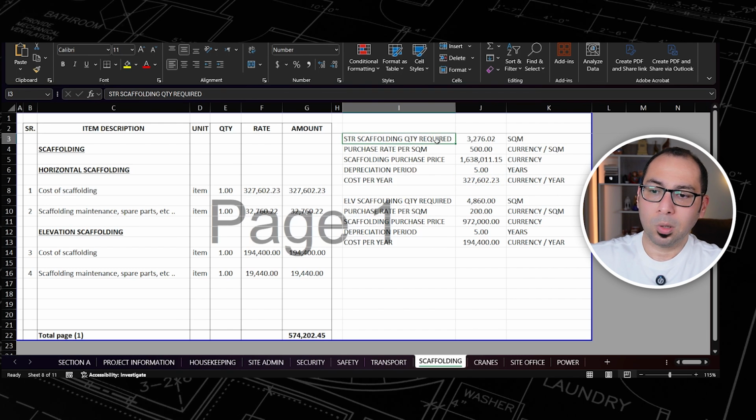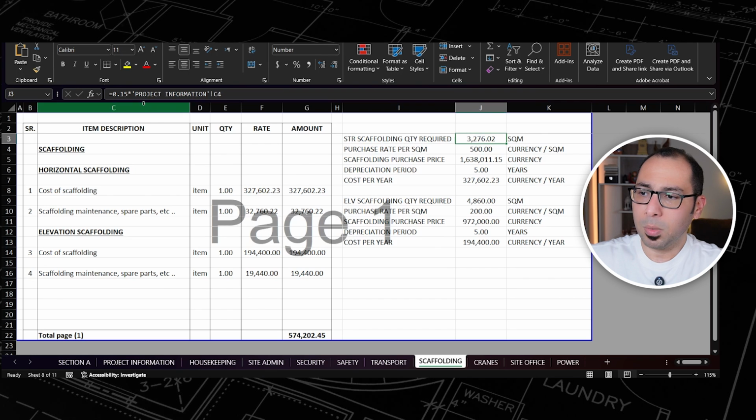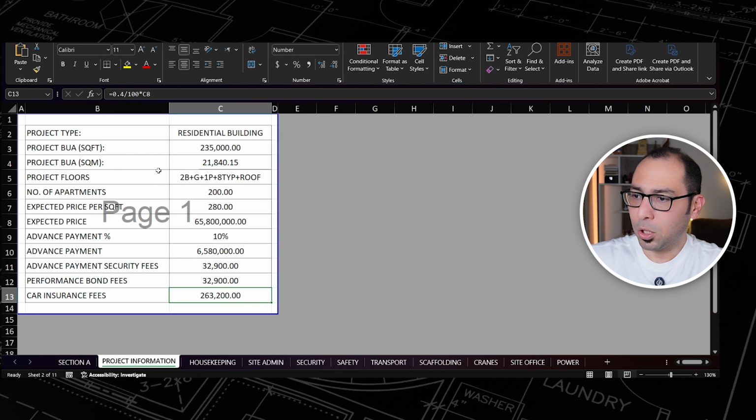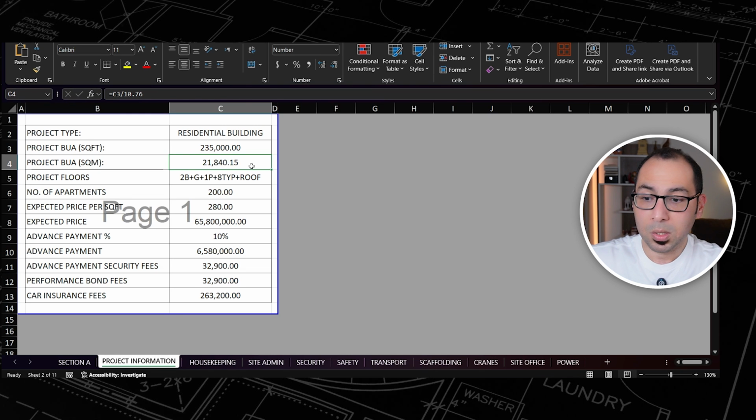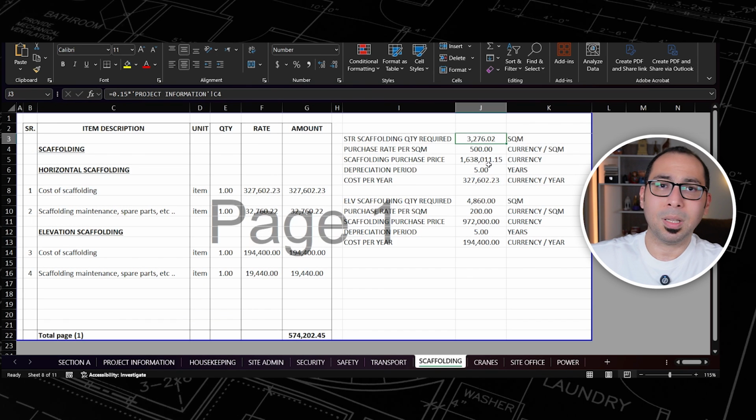Here, structural scaffolding quantity required, I am assuming that I need 15% of the project built up area as quantity of scaffolding. So let's go to the project information here. And as you can see, the project built up area is 21,000 square meters. So what I am assuming is that the required horizontal scaffolding is 15% of that. So I need 3,276, let's say, square meters of scaffolding.